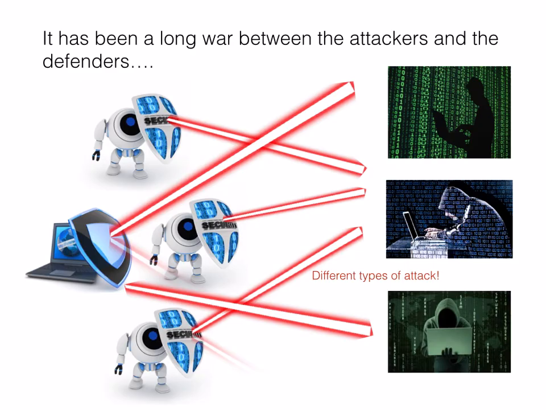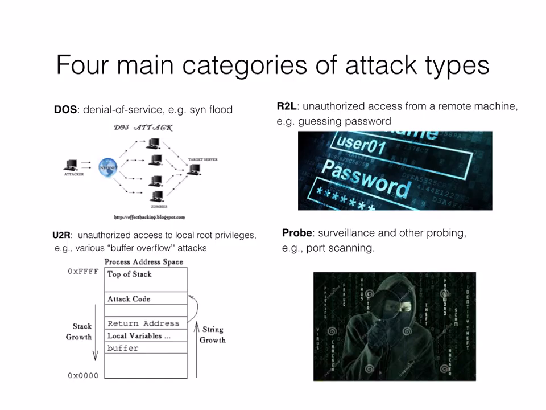It has been a very long war between the attacker and the defender. Hackers usually use different kinds of methods to attack the defender, and the defender also needs to improve their skills to know how to protect against those attacks. Basically, there are now four main categories of attack types: DOS, R2L, U2R, and probe.